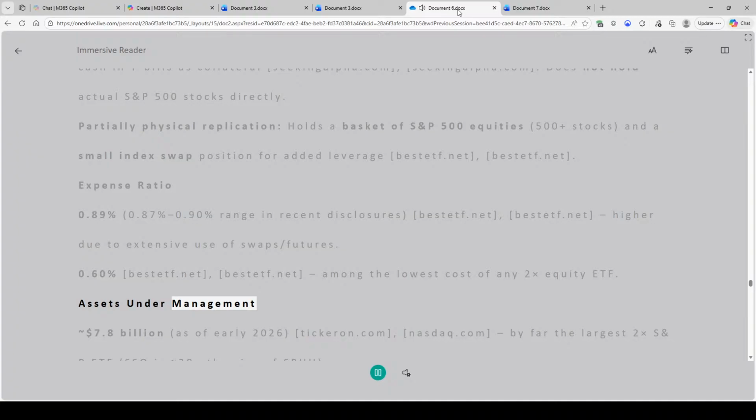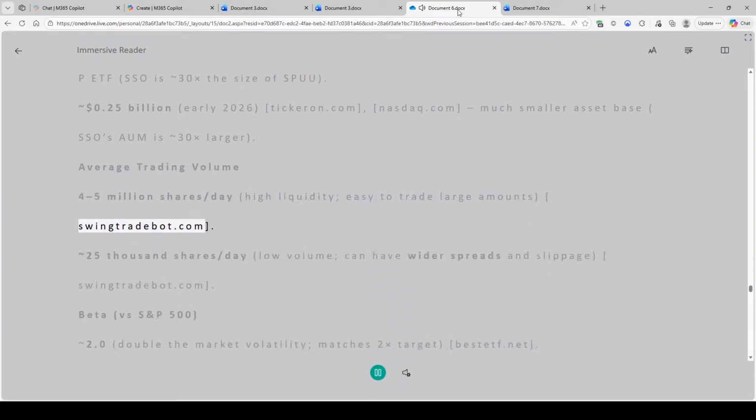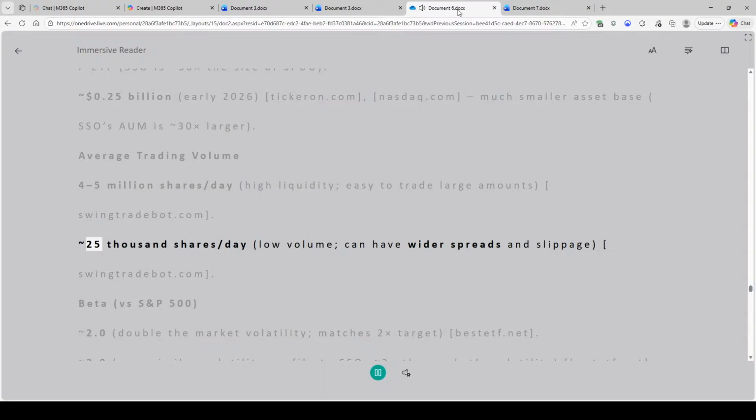Assets under management: $7.8 billion, as of early 2026, by far the largest 2 times S&P ETF, SSO is 30 times the size of SPUU. $0.25 billion, early 2026, much smaller asset base, SSO's AUM is 30 times larger. Average trading volume: 4 to 5 million shares/day, high liquidity, easy to trade large amounts. 25,000 shares/day, low volume, can have wider spreads and slippage.